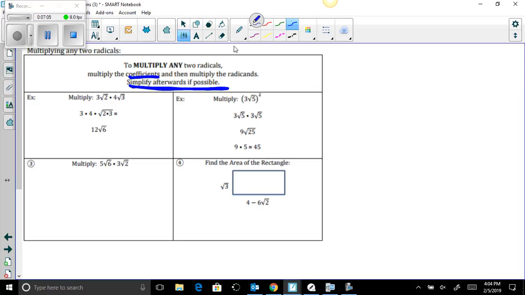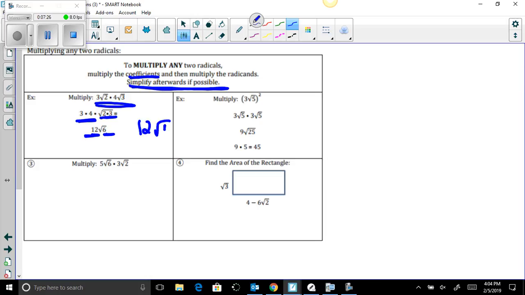So, look at what I have here. 3 radical 2 times 4 radical 3. The 3 and the 4 are coefficients. They're numbers out front of the radical. So I put those together and multiply them. 3 times 4 gave me 12. The radicals, I put those under one radical and multiply them. 2 times radical 3 is 6.